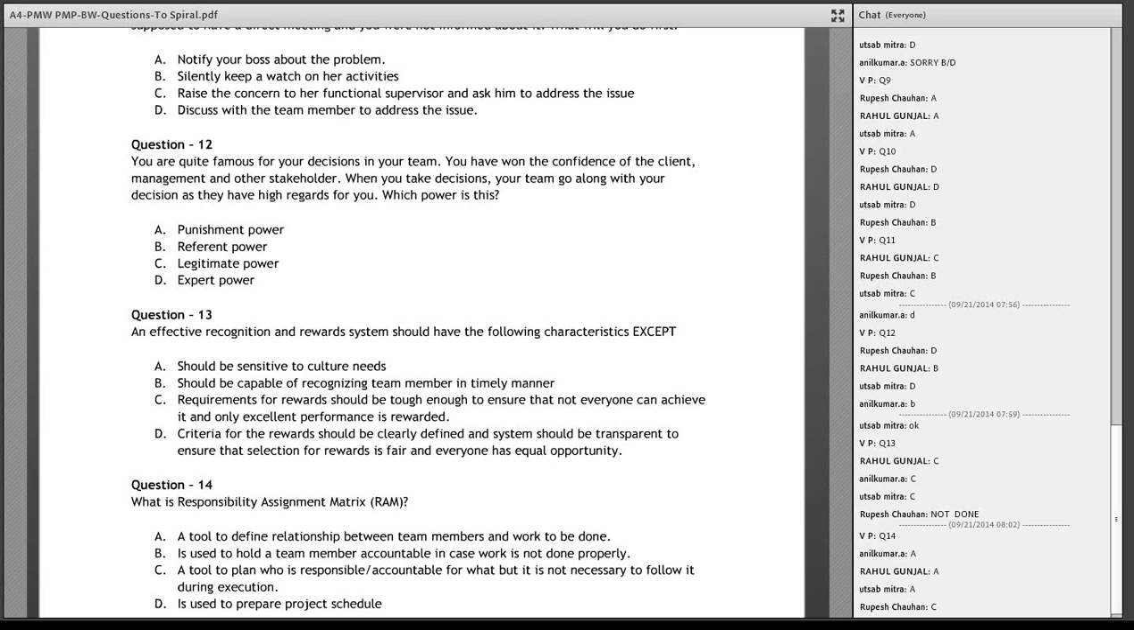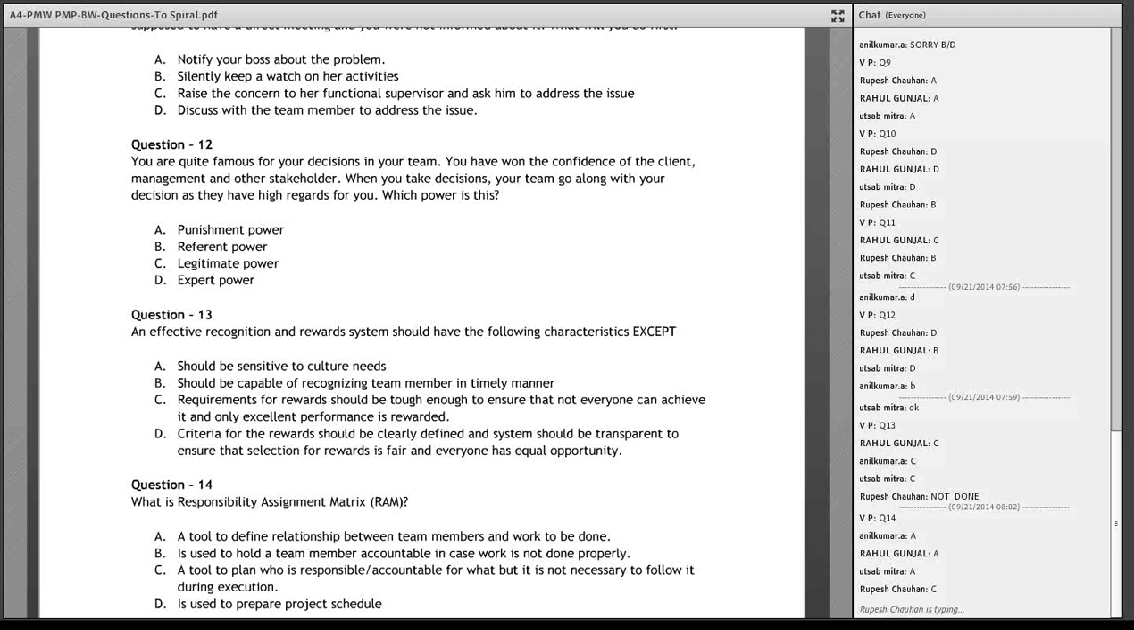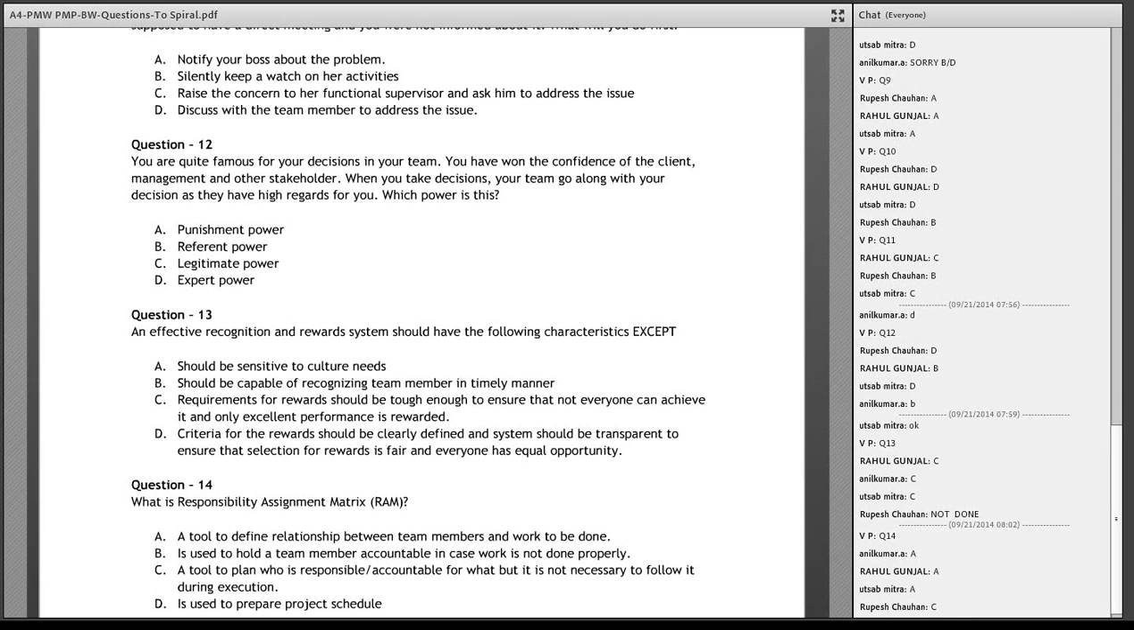Okay. What is the responsibility assignment matrix? The responsibility assignment matrix is a tool to define the relationship between team members and the work to be done, and a tool to plan who is responsible and accountable for what, but it is not necessary to follow it during execution. So if it is not necessary to follow it during execution, then what is the point of creating it?